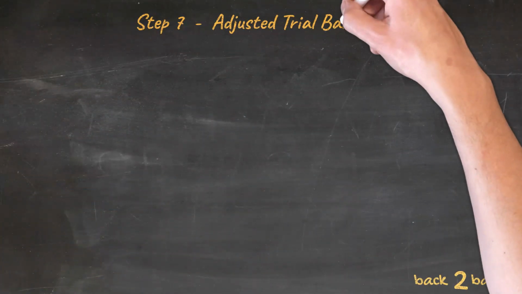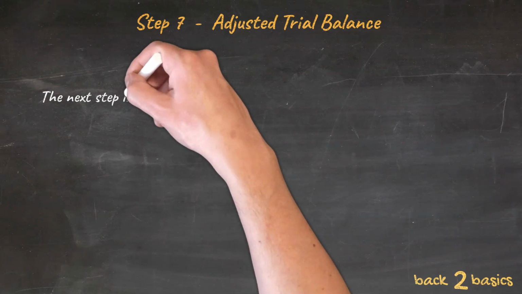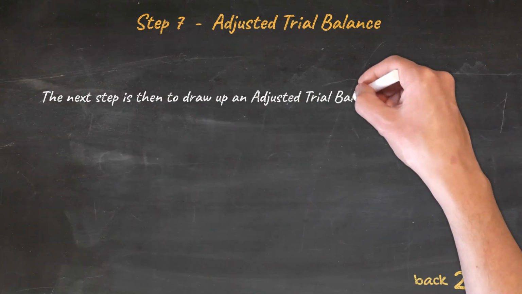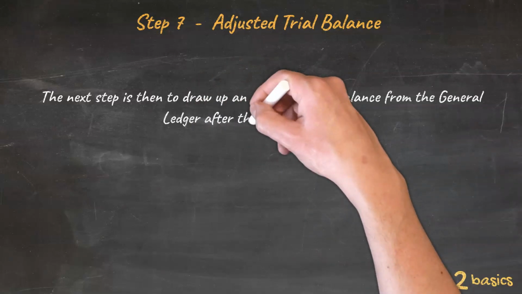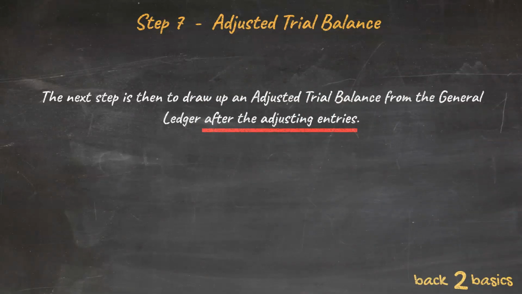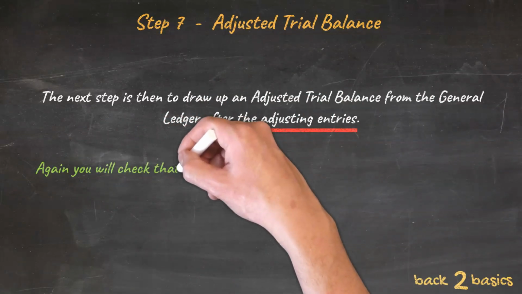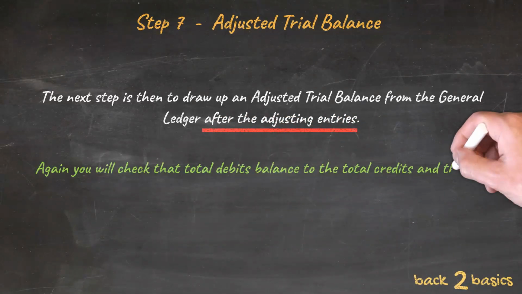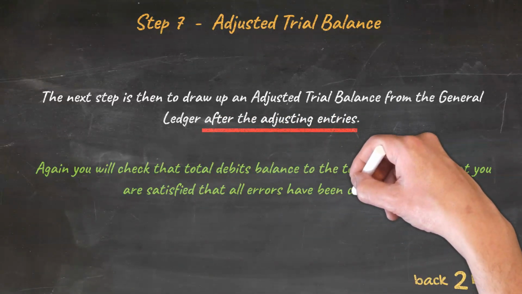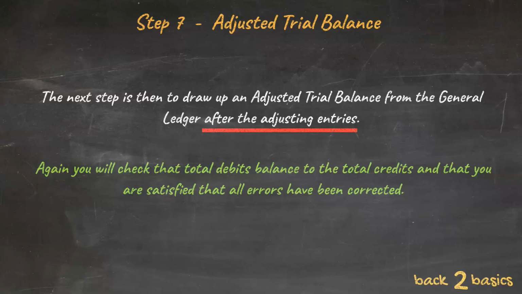The next step, step 7, is then to draw up an adjusted trial balance from the general ledger after the adjusting entries. And again, you will check that total debits balance to total credits and that you are satisfied that all errors have been corrected.